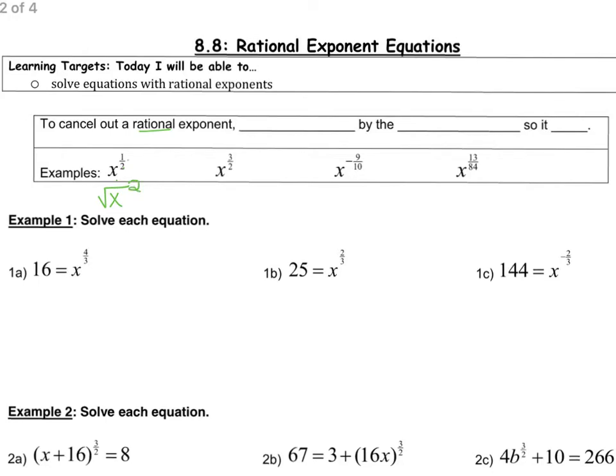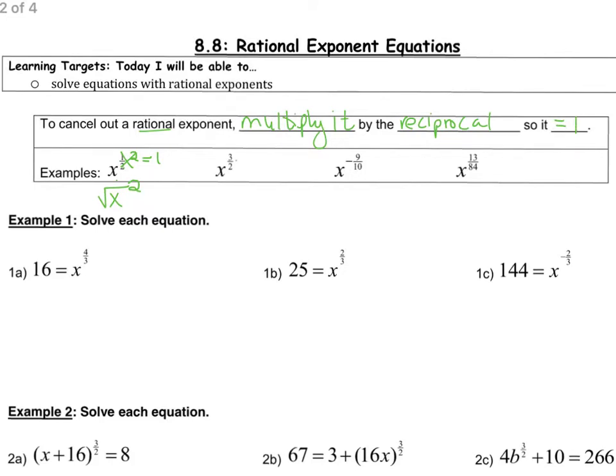So if we square the 1/2 by multiplying it by 2, then 1/2 times 2 cancels out because that equals positive 1, 2/2. So the rule is to cancel out a rational exponent, you multiply it by the reciprocal. And when you do that, it will equal positive 1, and that's what makes it go away.